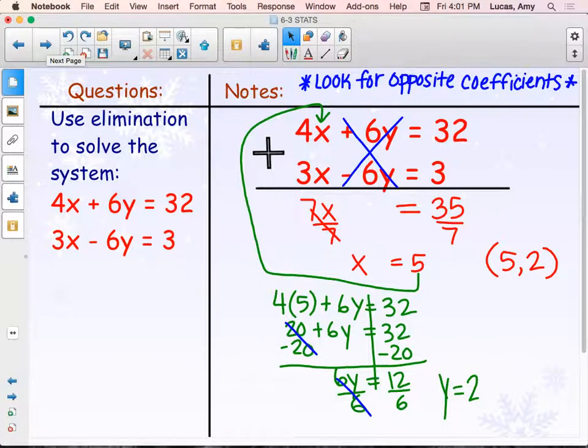So if we graphed this system of equations, there would be one solution, and they would cross at the ordered pair 5, 2.